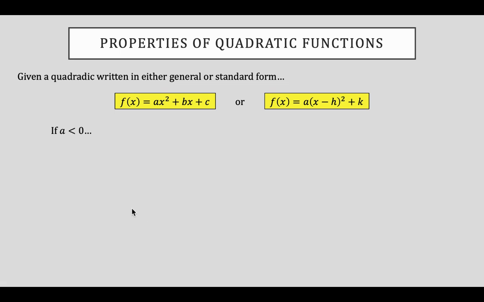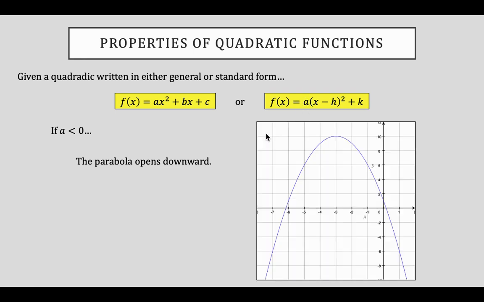Now, if we make a less than 0, that means that our parabola is going to open downward. And if you think about that in terms of transformations of functions that we studied in chapter 1.7, remember that if that constant multiple in front of the parent function is negative, that gives us a reflection over the x-axis. That's the exact same thing that is happening here.